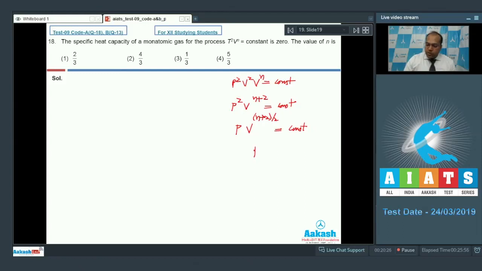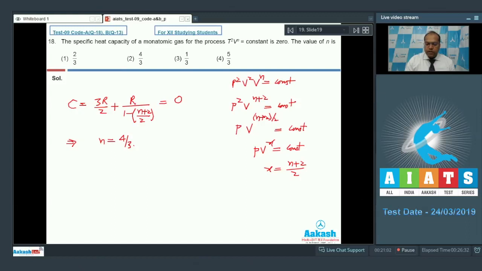On comparing with the polytropic process, PV raised to the power x is equal to constant, we know that the value of x comes out to be n plus 2 divided by 2. Now the molar heat capacity of this polytropic process is given by C is equal to Cv, which for monoatomic gas is equal to 3R by 2, plus R divided by 1 minus x, and the value of x is n plus 2 divided by 2. It is given in the question that this value of C is equal to 0. So if I solve this equation, the value of n comes out to be 4 by 3. So option 2 is the correct answer.